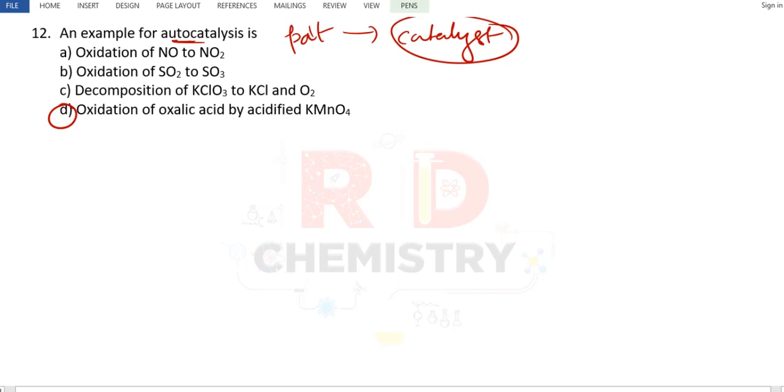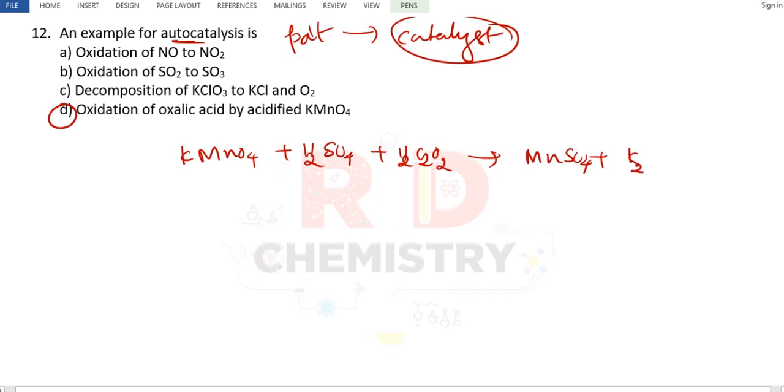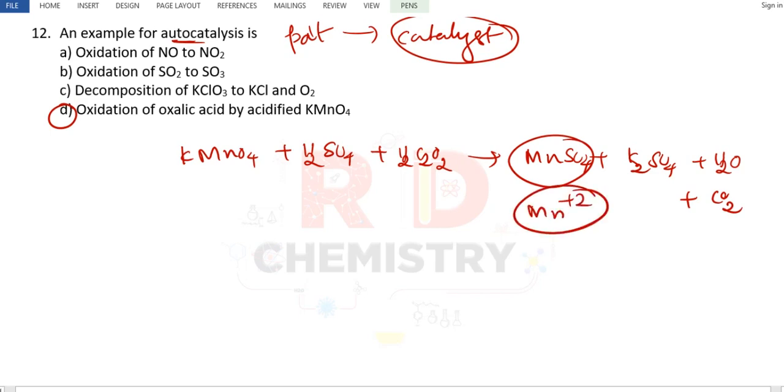I will give the reaction. Potassium permanganate, KMnO4, acidified with sulfuric acid, and oxalic acid, H2C2O4, gives manganese sulfate MnSO4, potassium sulfate and water, and oxalic acid is oxidized to give carbon dioxide. Now here we have manganese sulfate, Mn2+. The manganese ion formed acts as the catalyst here, and it will increase the rate of the reaction. The rate of the reaction increases once the manganese sulfate is formed. So option number D is the answer. Okay, right?